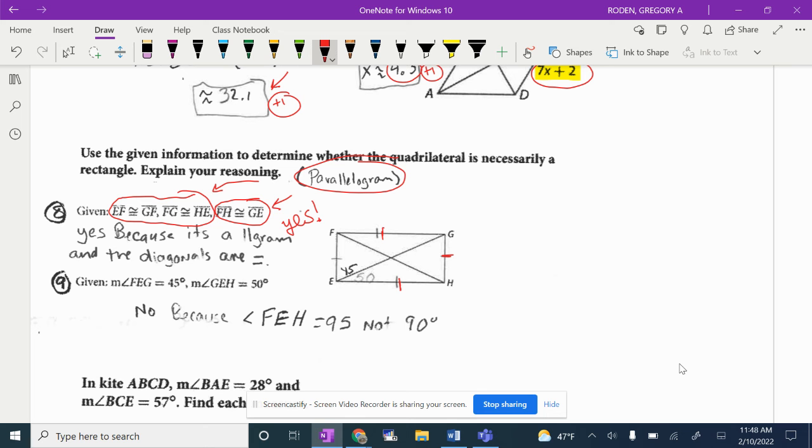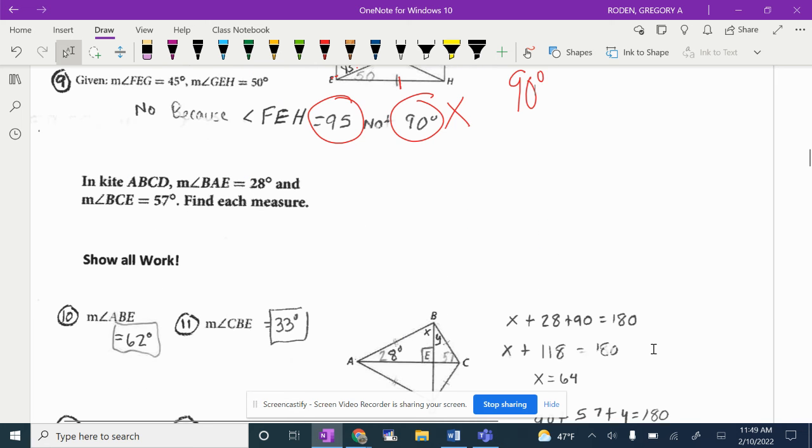All right, the answer to number 9 is no, because if you got FEH, G is 45 degrees and FEG is 50 degrees. You add those up, you get 95 and not 90. And remember, rectangles always have to have 90-degree angles. So the answer to that would be no.